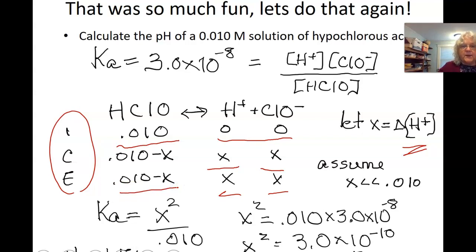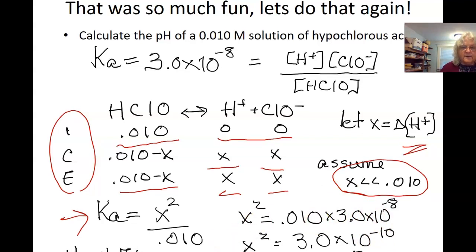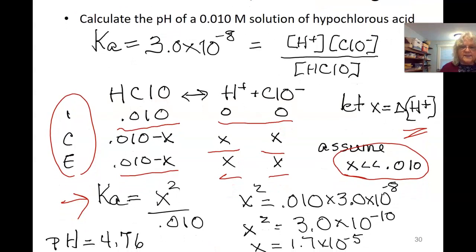Then I plug back into my equilibrium expression. That's what I've done down here. My Ka is equal to X squared over 0.010. And again, because I assumed that X was very small compared to 0.010, I replaced that. So I got X squared is 0.010 times 3 times 10 to the minus 8. X squared is 3 times 10 to the minus 10th. And then let me pull this down so you can see the bottom of it. So then I solved for X.